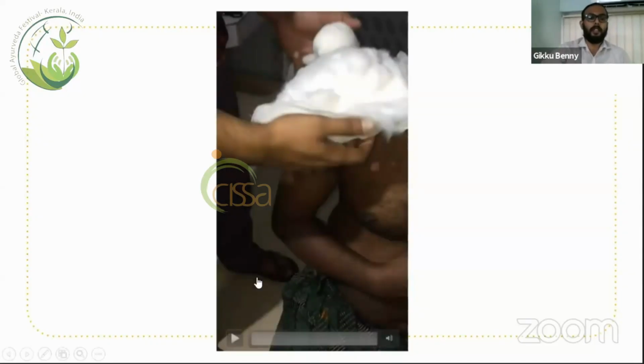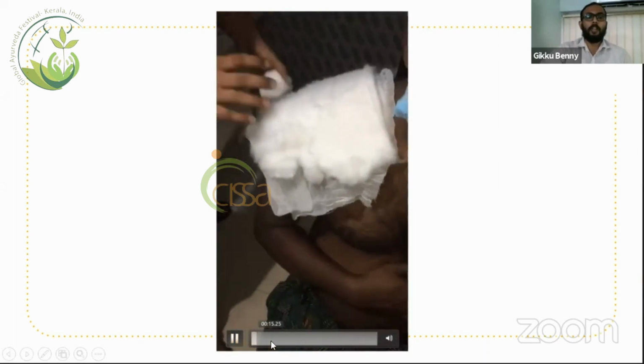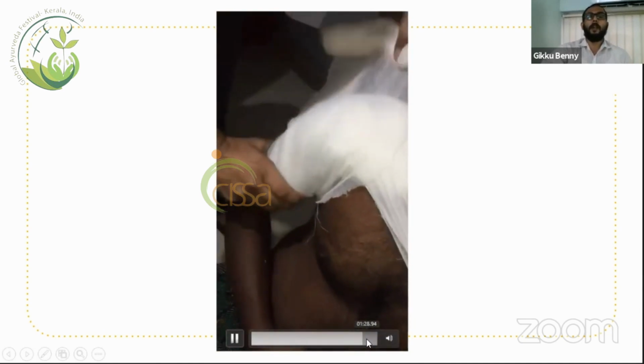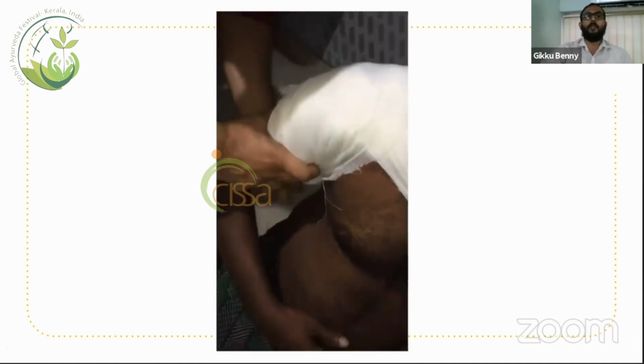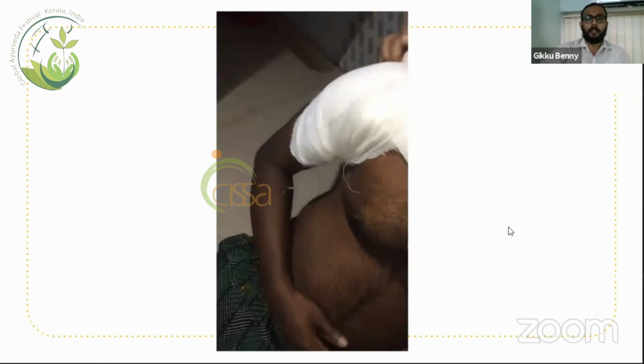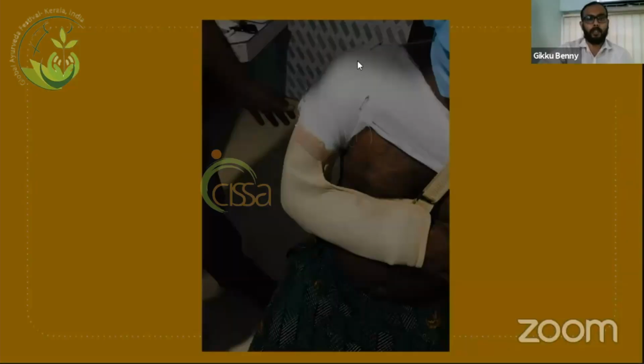Here we can see the bandaging, that is Swastivandha, which we are doing for the anterior shoulder dislocation. It should be kept for a period of 3 weeks. On the 7th day of each week, we rebandage the patient after managing the shoulder joint dislocation. We can apply a full arm sling also. This bandage should be replaced every 7th day for a period of 3 weeks.